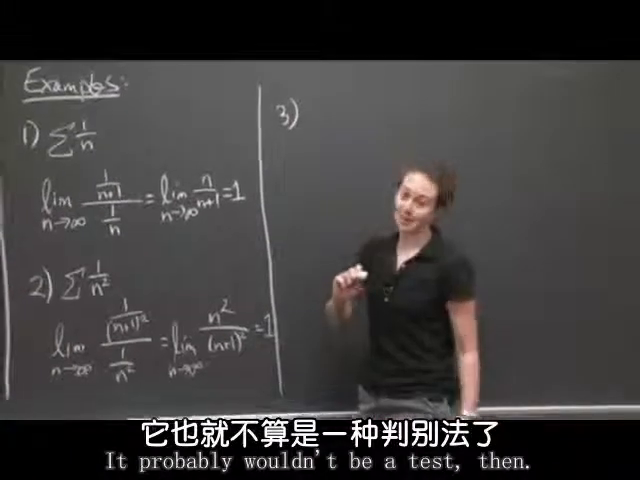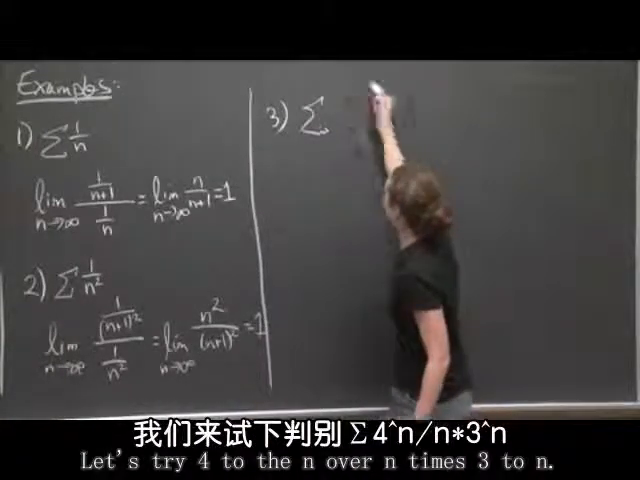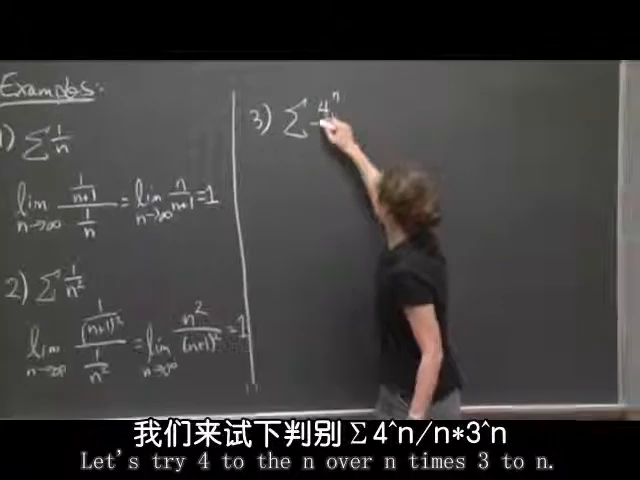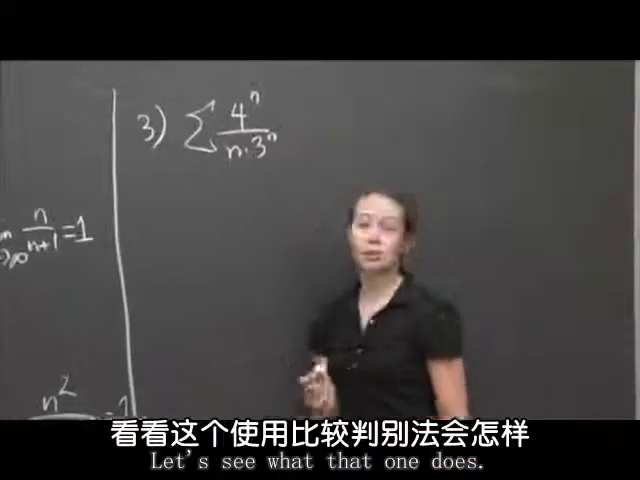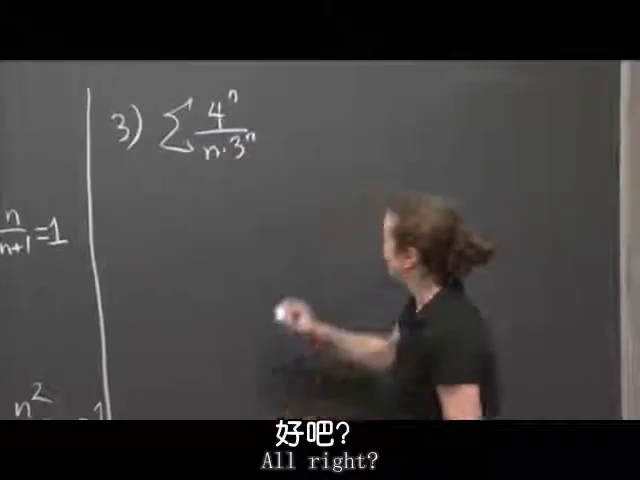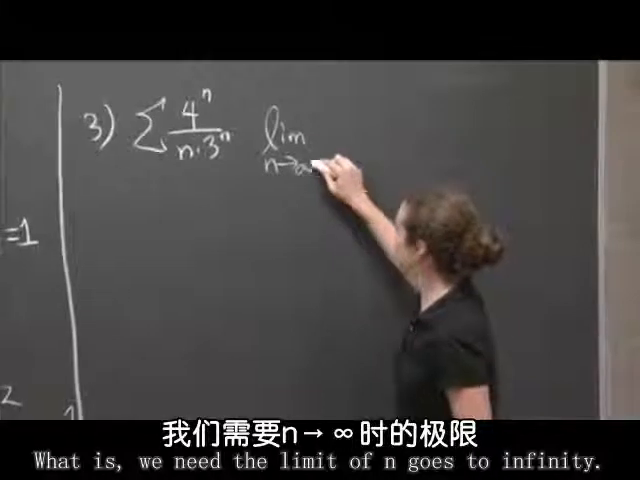It probably wouldn't be a test then. So let's try this one. Let's try 4 to the n over n times 3 to the n. Let's see what that one does. All right, so let's see. We need the limit as n goes to infinity.